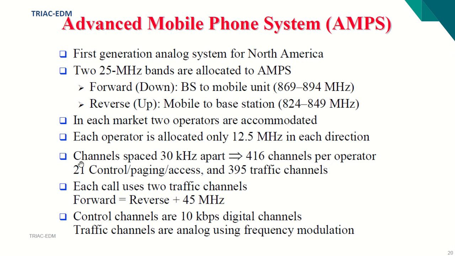Okay, and 21 control, paging, access channels and 395 traffic channels. And each call uses two traffic channels. So forward equals reverse plus 45, so that when you get a forward channel, you know where the reverse channel is. They are related by this equation. And then control channels are 10 kbps digital channels, and traffic channels are analog using frequency modulation.